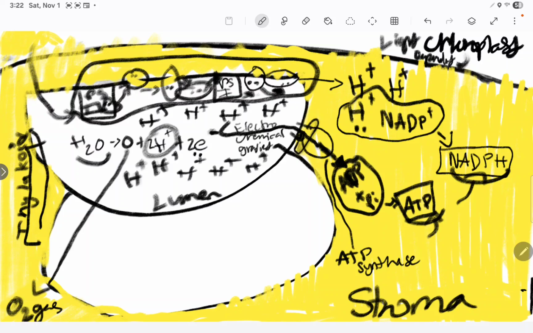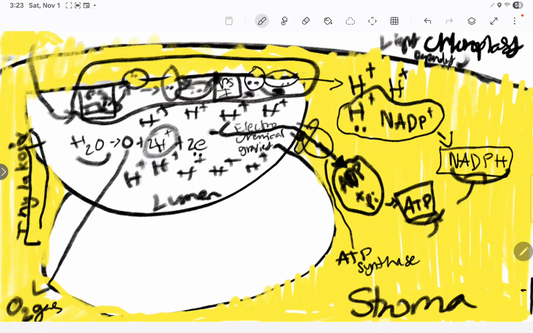As the excited electrons move along the protein chain, they're pumping more protons, or your H plus here, into the thylakoid lumen. And what this is going to do is build up a high concentration of protons inside. And this will create an electrochemical gradient, which we'll talk about later.